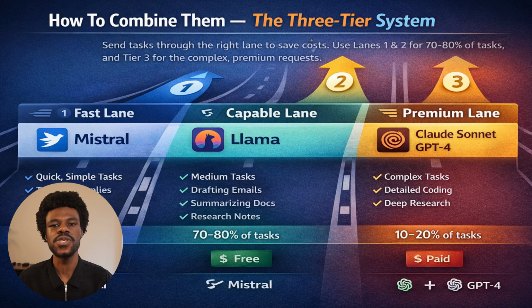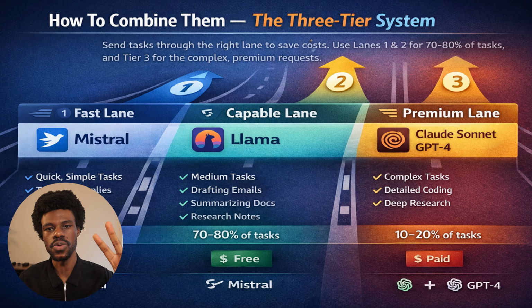Now, let me explain how to combine them in something that's called the 3-tier system. This is where it all comes together, and this is the part that saves you real money. Instead of sending every single thing your agent does to one expensive model, you actually set up 3 lanes. Lane number 1, this is the fast lane. Mistral handles the quick, simple stuff, like Telegram replies, short questions, basic commands. It responds instantly and costs you nothing.